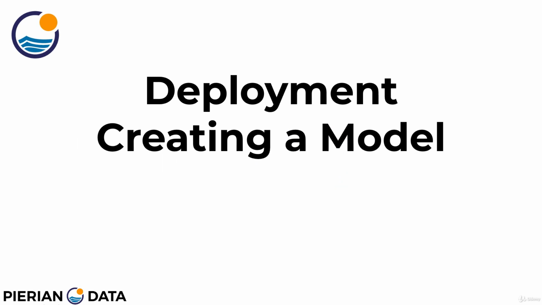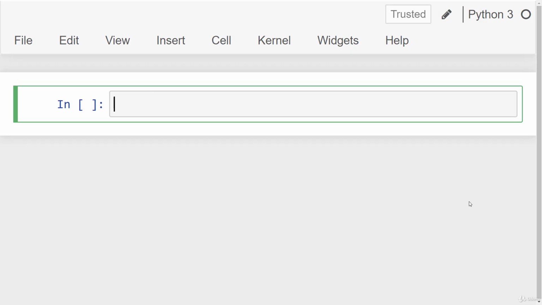So to begin, to actually deploy something, we need to actually create a model. So let's head over to first a Jupyter notebook, and then we'll create a model there. Let's get started. Okay, here I am at a fresh notebook. I essentially want to start the process of deployment from the very beginning.